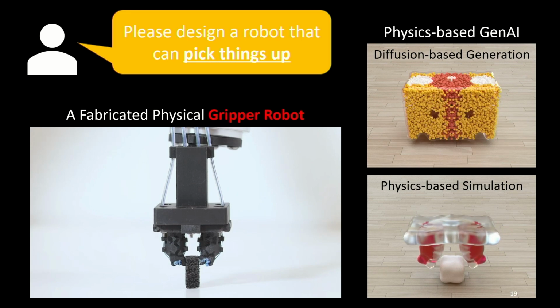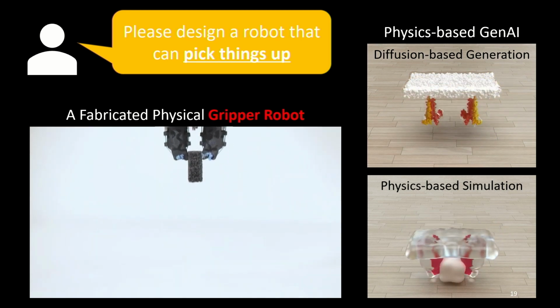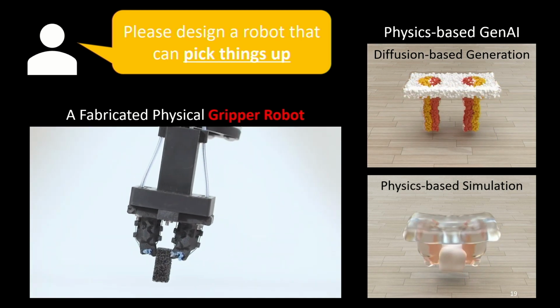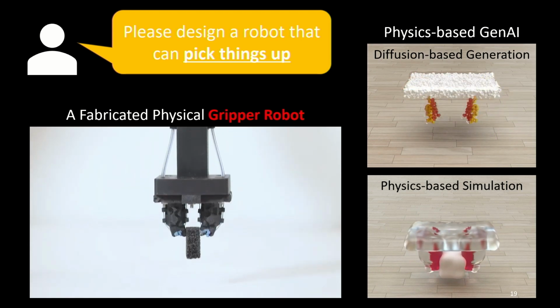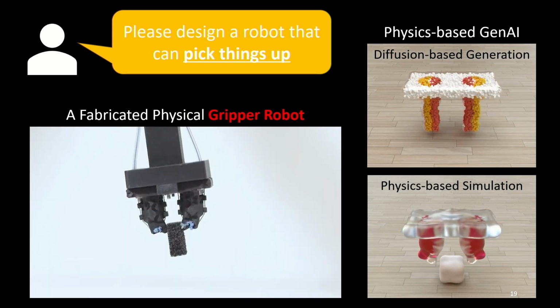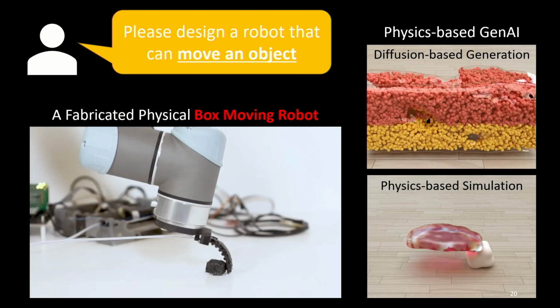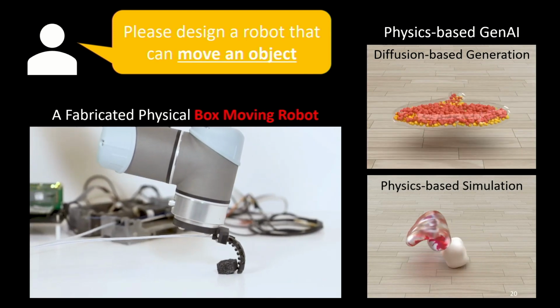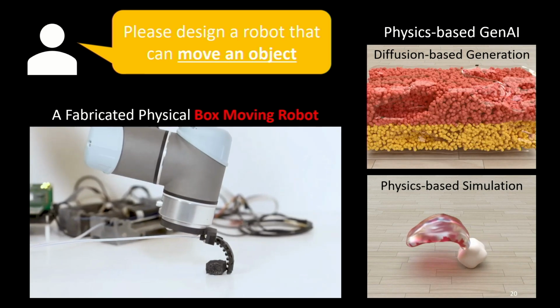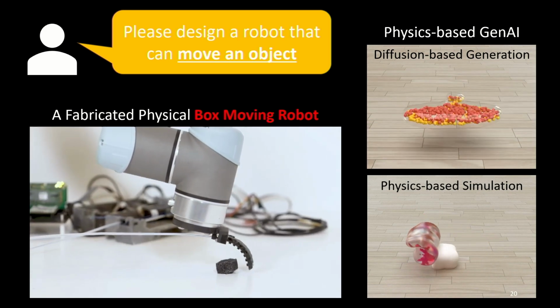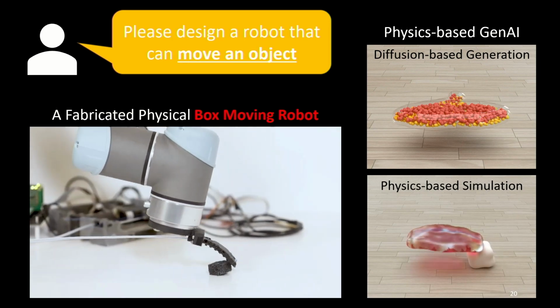There are other examples. For example, this is designing a robot that can pick things up. And we also showed that it can work in physics simulation and also the physical world. And this is another example where we design a robot to move an object. So it basically knows how to generate a robot that can curl and drag the object.